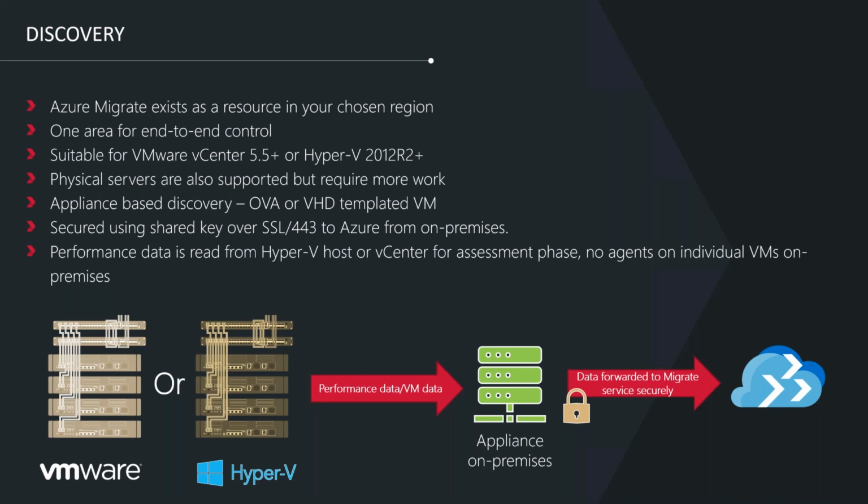And effectively how we are reading in performance data, if we just take assessment first before we get onto migration, there are no agents that exist on the virtual machines themselves. I just want to make that clear, because from experience, I know what it's like with agents all over the place. It can be an absolute pain in the backside. Once you stick the VHD or the OVA template in your environment, that then basically connects to vCenter, or it scans the Hyper-V host, and that performs the analysis of your virtual machines for the performance and the assessment phase, and that also is used to actually migrate over as well on that side of things.